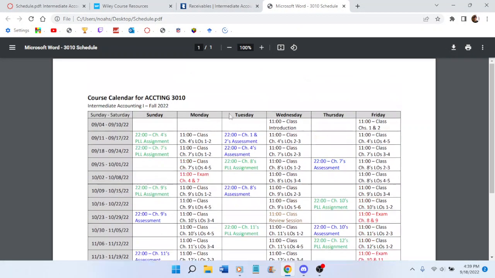Because according to this schedule, today is the 18th. In class, for the whole week, we're going to be covering Chapter 7. What? Why Chapter 7? Why do we skip Chapter 2, we skipped Chapter 3 for no reason, and then we skipped Chapter 5 and 6 for no reason?